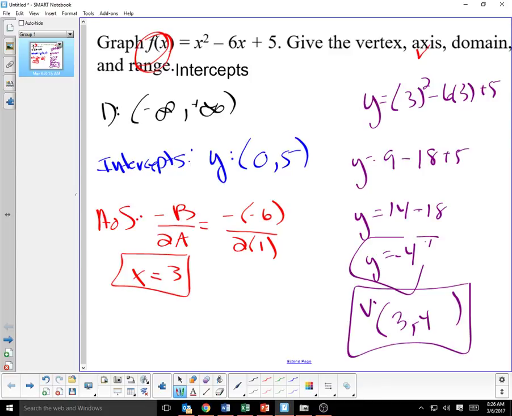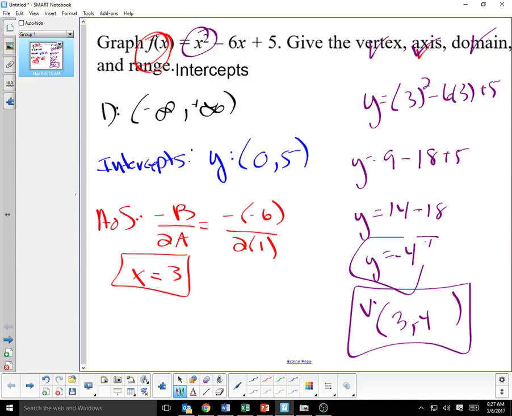So this helped me find that my vertex is at 3, comma, negative 4. I'll just put a little v right here. So I've got domain. I don't have range. I do have a vertex. I have an axis of symmetry. I need range. But now that I have the vertex, I should be able to find my range, right? For starters, I know that this parabola is facing up. How do I know? Because the leading a is positive, so it's facing up.